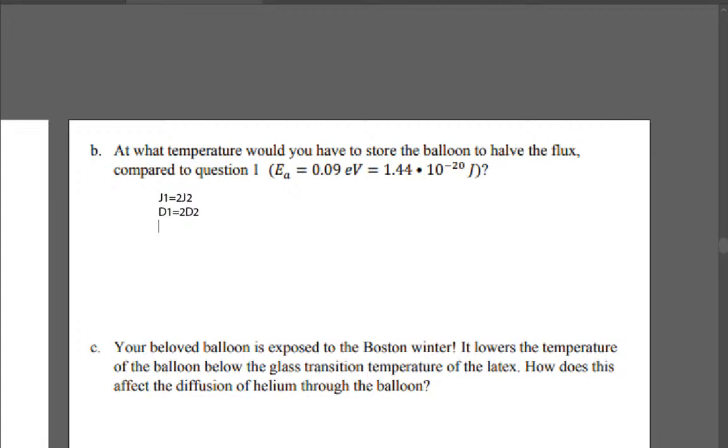But we know that D would equal D naught times e to the power of negative EA over kBT, so basically the constant, the D naught, would cancel each other out. So you'll get some maths.